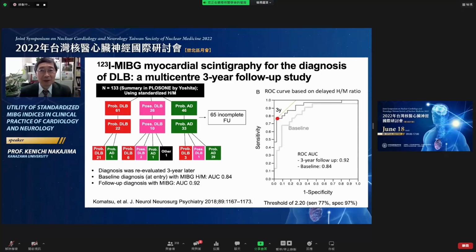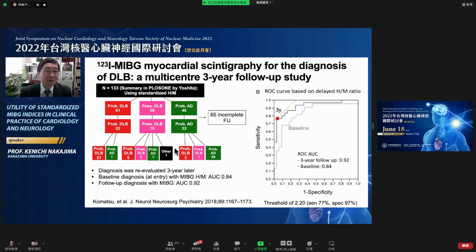MIBG myocardial scintigraphy for the diagnosis of DLB was first studied some years ago, and the initial report was made in PROS 1 using 133 patients. At that time, patients were classified into probable DLB, probable AD, and possible DLB. The initial analysis was done, and the baseline ROC was the gray line like this, with an AUC of 0.84.